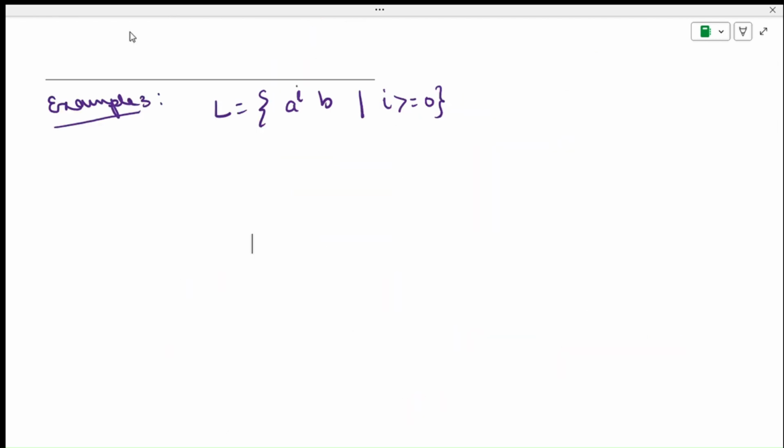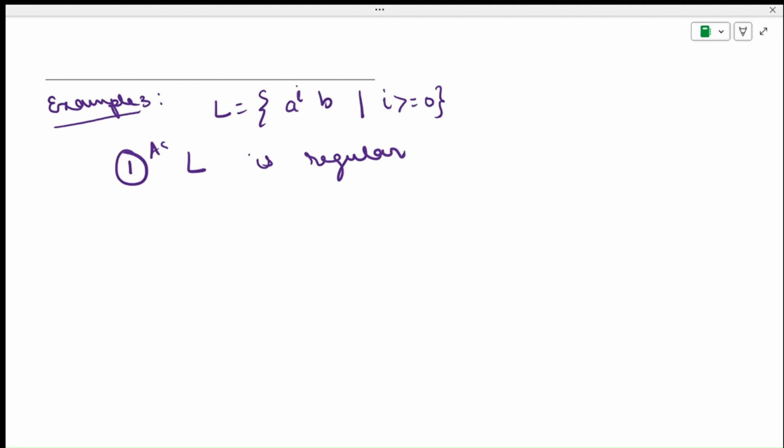Now see this example. It says that L is equal to a raised to the power i for some i greater than or equal to 0, and then 1b. So what we need to do is prove that this language is non-regular. So start with: assume that language L is regular.